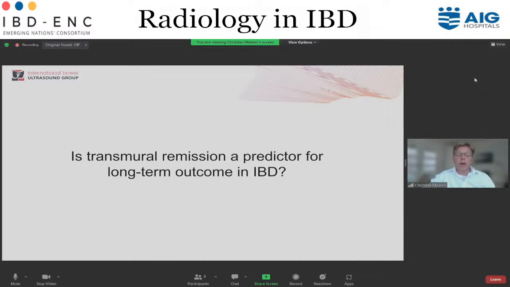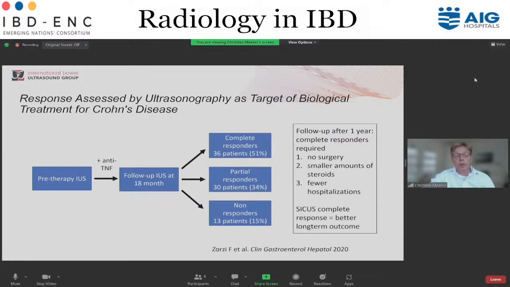Now the question is: is transmural remission a predictor for long-term outcome in IBD? Again, various studies have been published, and I'm just showing you two Italian studies, one from Rome. A pre-therapy intestinal ultrasound was performed. Patients then received anti-TNF therapy. At 18 months, another intestinal ultrasound was performed. And then the patients were grouped into complete responders, meaning complete transmural remission, partial responders, and non-responders.